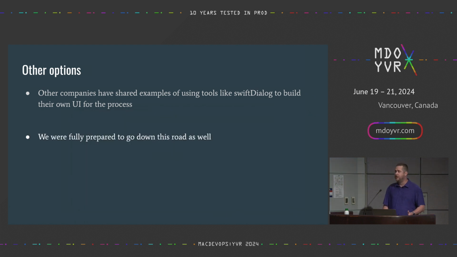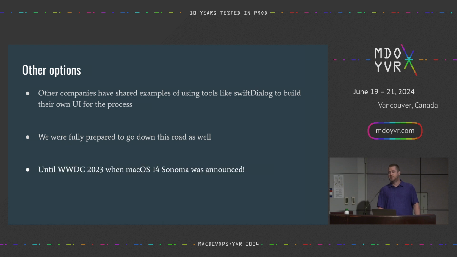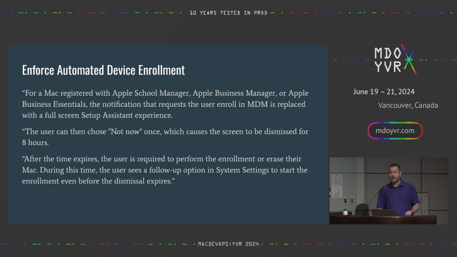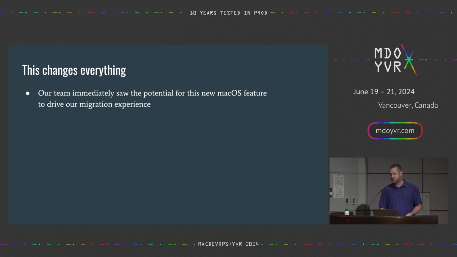And we were fully prepared to go down that road as well until WWDC 2023 when macOS 14 Sonoma was announced. So in macOS 14 Sonoma, automated device enrollment can be enforced after Setup Assistant. So that caught my attention right away. Of everything announced last year at WWDC, this was what stood out to me as being the most immediately impactful for us.